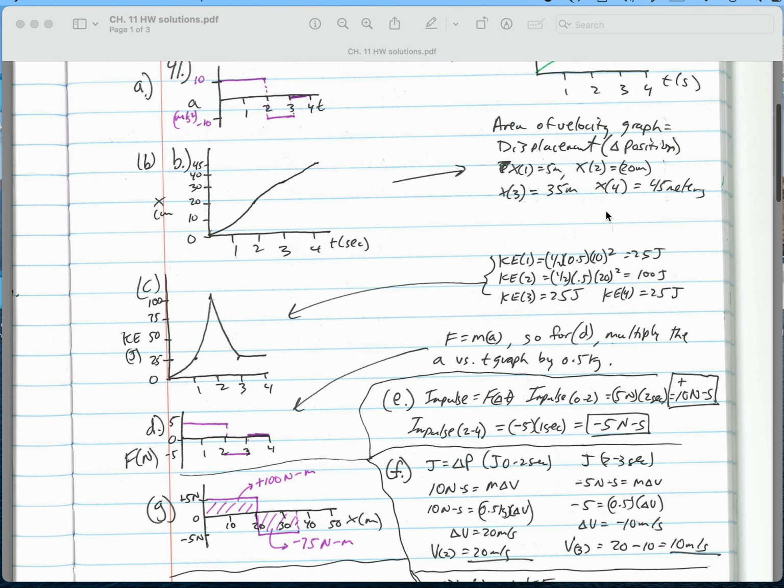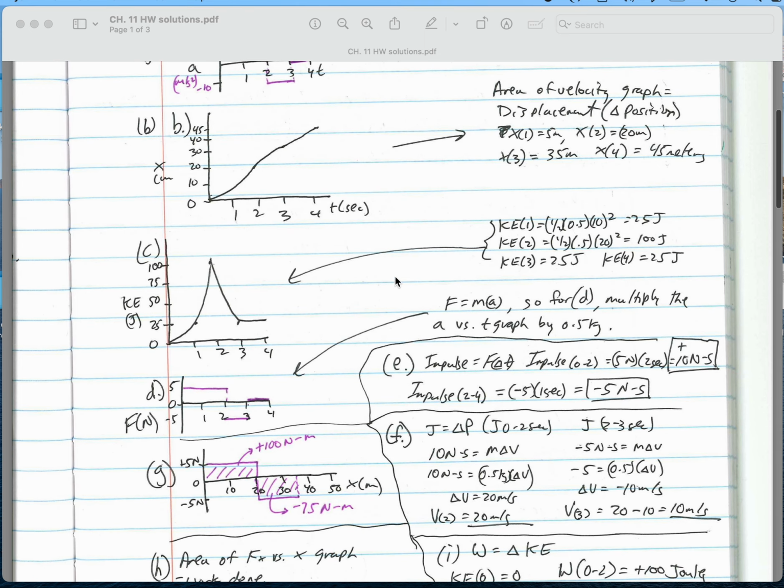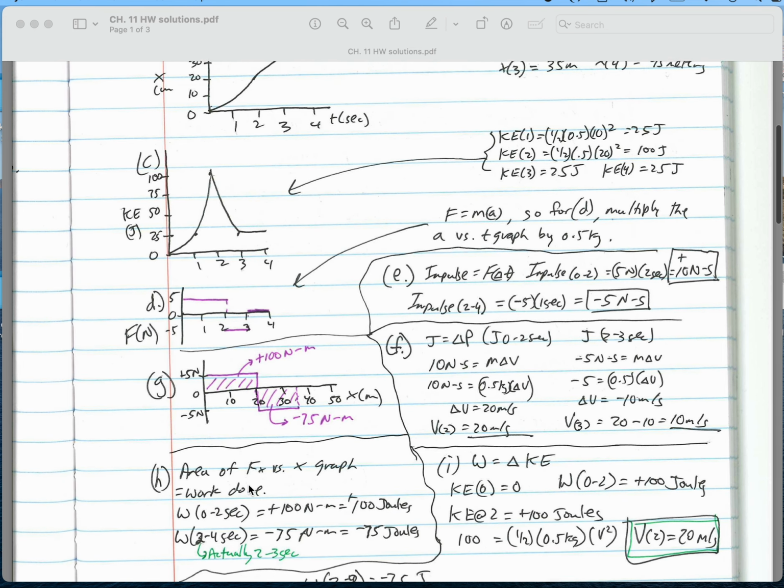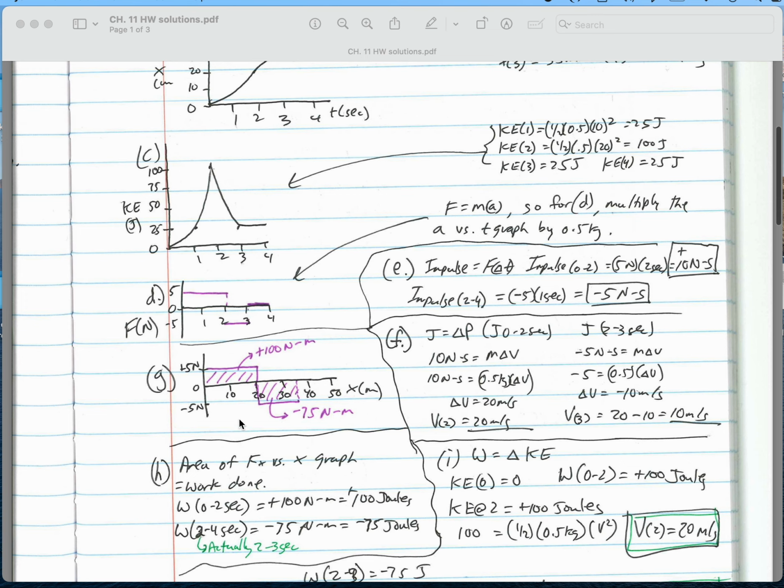3 seconds, and that was at 35 meters, we had a negative force of 5 newtons. So I have negative 5 newtons times 15 meters of displacement. So I have something like that for my force versus displacement graph. As you can imagine, that's going to represent work. So plus 100 joules of work done from 0 to 20 meters, or 0 to 2 seconds, negative 75 joules of work done from 2 to 4 seconds, and all that actually occurred from 2 to 3 seconds.